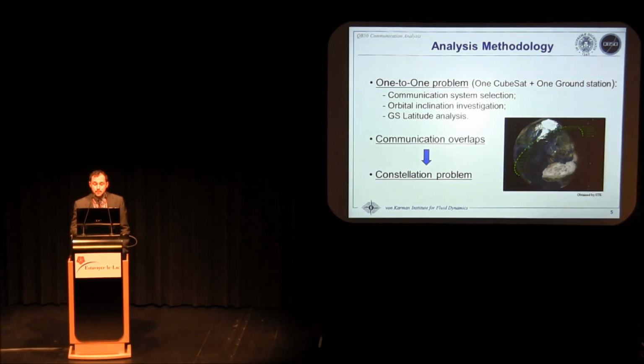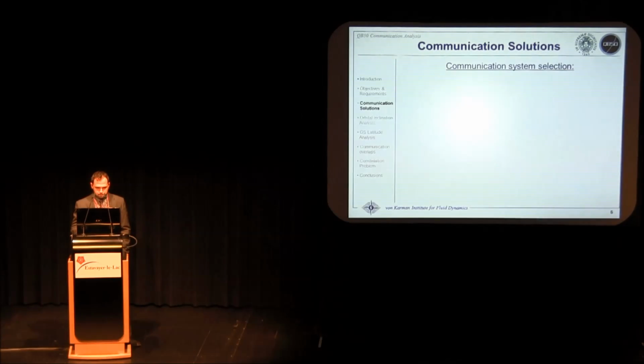Okay, the methodology is divided mainly in 3 points. First one is the one-to-one problem, in which I analyze the communication behavior between one CubeSat and one ground station. The second step is the study of the communication overlaps, which can occur when we have close CubeSats. And in the end, there is the constellation problem, which includes all the previous points.